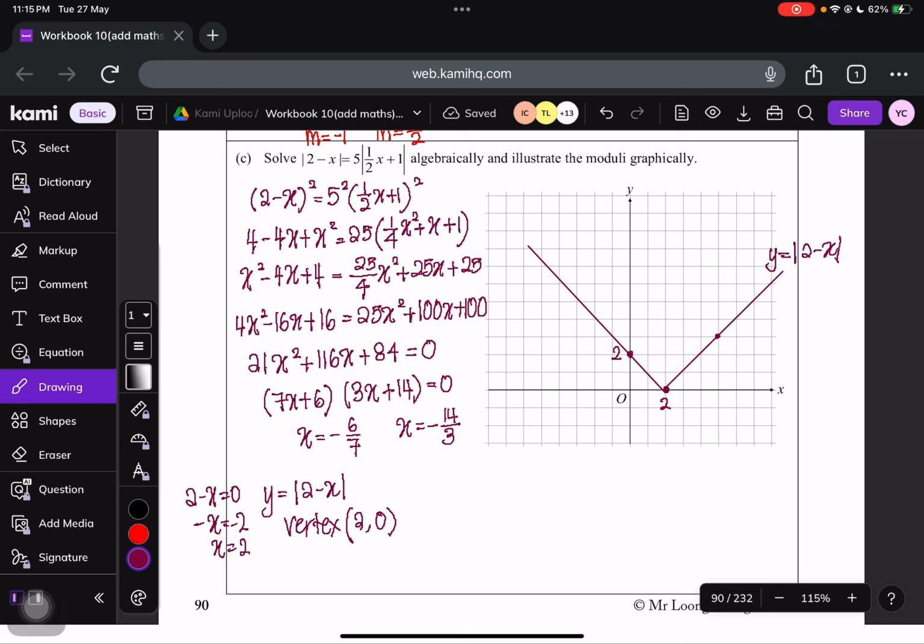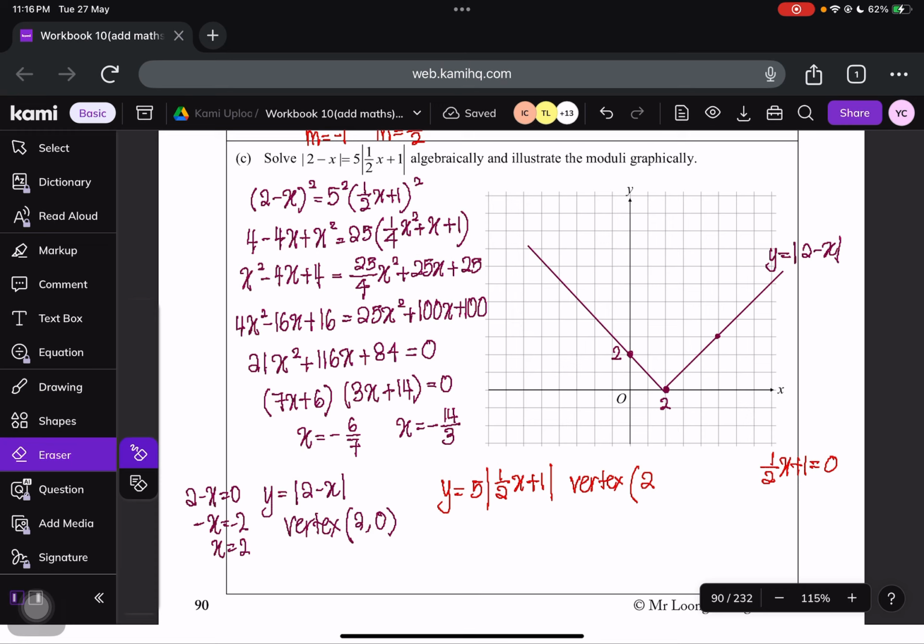Okay. Now the next one we draw is y equals 5 modulus of 1 over 2 x plus 1. Okay. So how are we going to do this? What is the vertex here? Right, the 5 has no effect on us. So the vertex here is just 2. Again, why is it 2? Because 1 over 2 x plus 1 equals 0. Oh no, not 2, negative 2, sorry. Negative 2, I bet.